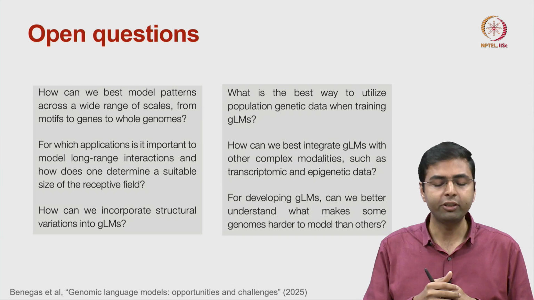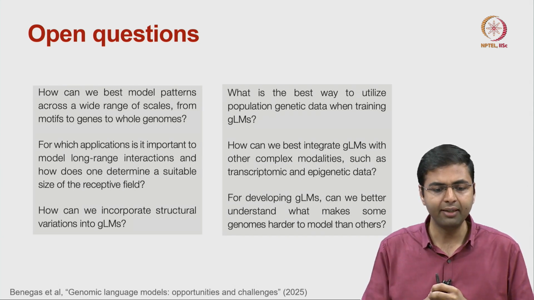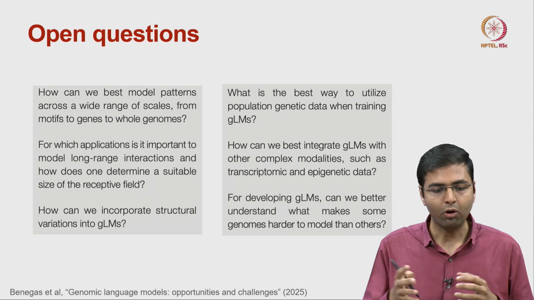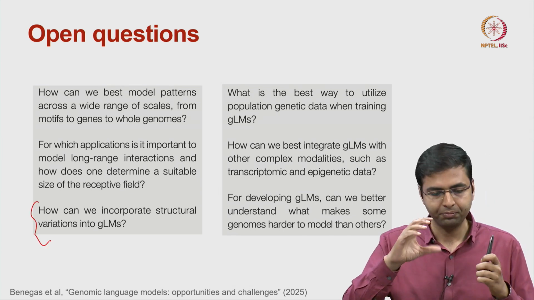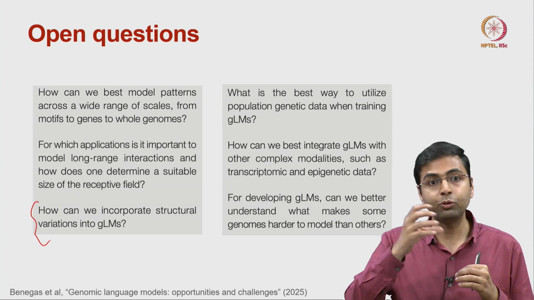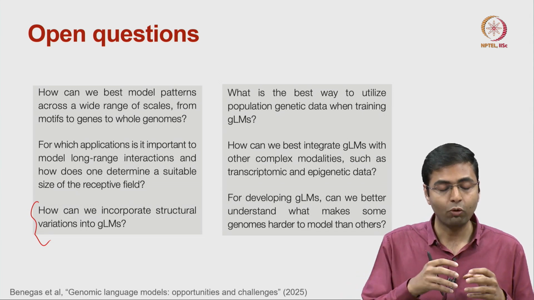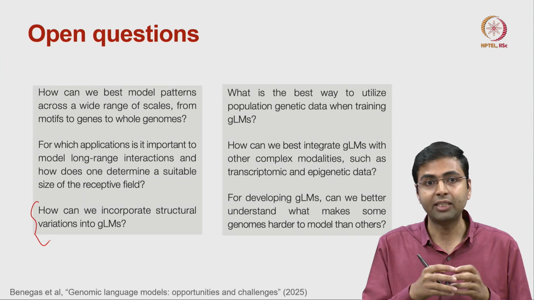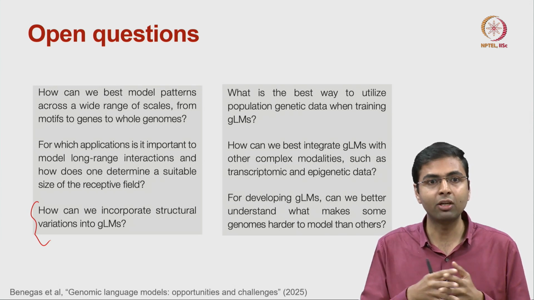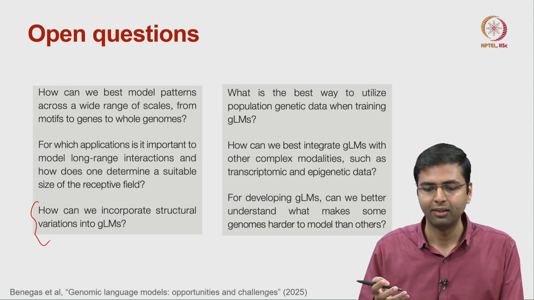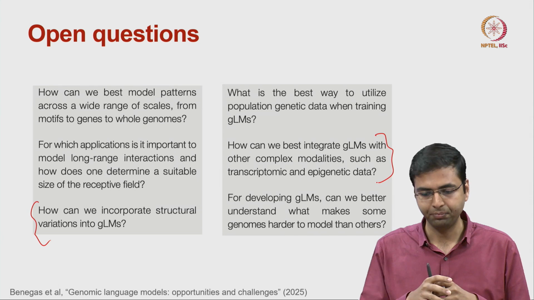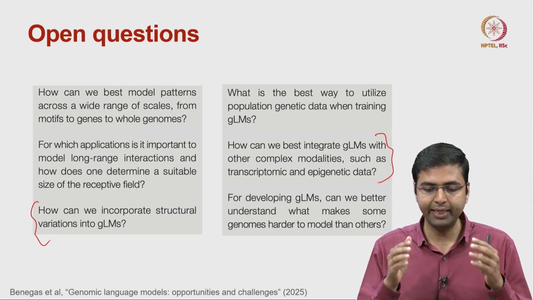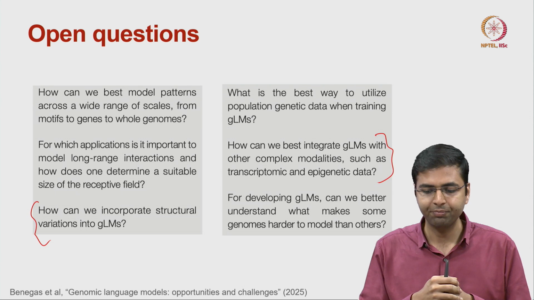So there are a number of open questions that the review article listed. For example, how can we model different scales from motifs to genes to whole genomes, right? Similarly, so far we are only looking at substitution mutations, like what is the chance of mutation A to C, C to A, and so on. But the question of how do we incorporate structural changes such as large insertions and large duplications into these language models, that is an open question. Similarly, another open question is how do we integrate transcriptomic and epigenetic data, that is basically integrating data of multiple modalities.